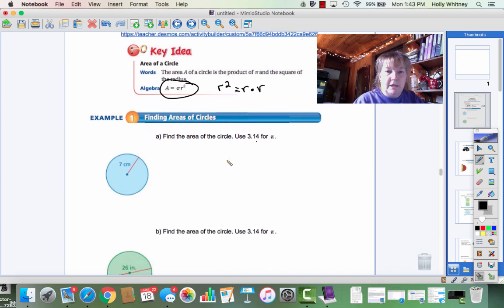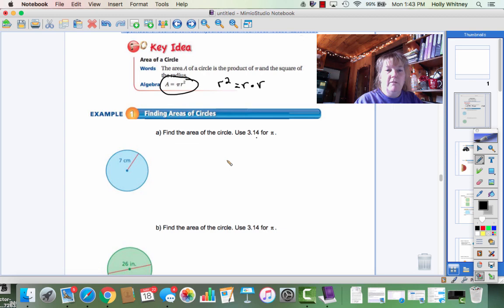Okay, so let's actually do one of these. We're going to find the area of the circle over here. This circle has a radius of 7 centimeters because it goes from the center to the edge. So area is equal to pi times the radius squared. That means it's 3.14 times the radius squared, which is 7 squared.